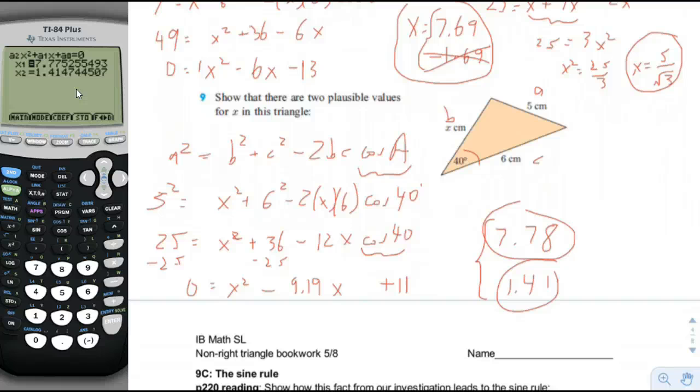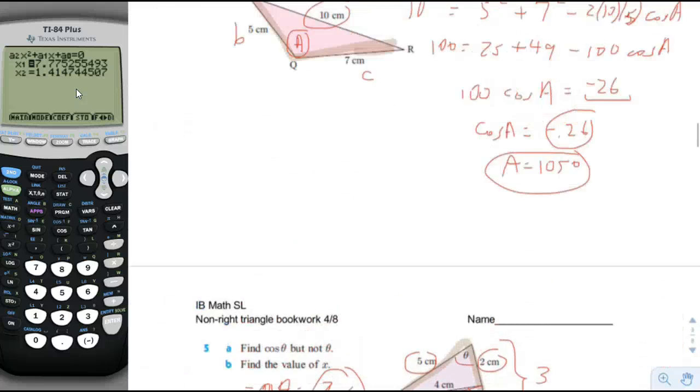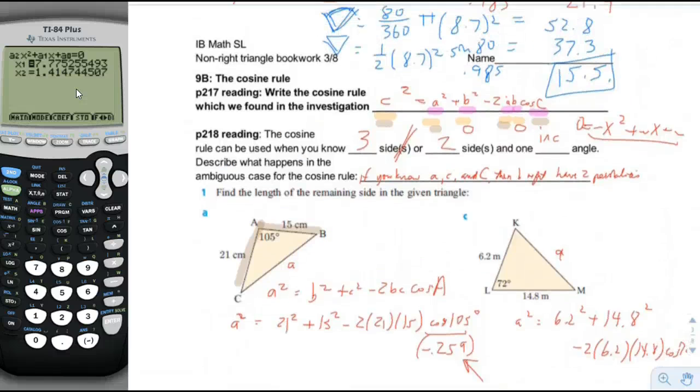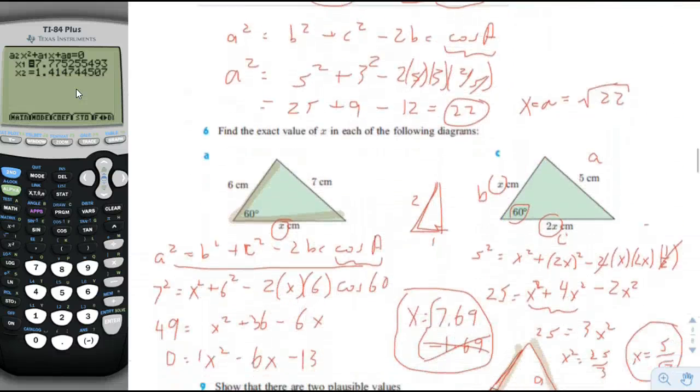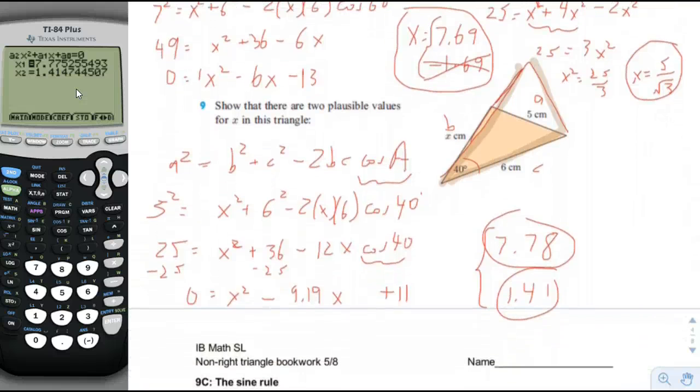And you can see that one of them is going to make the triangle actually look like this, because this brown line is going to be longer than 6. It's going to be 7.78. So if it's 7.78, the triangle is going to look like this brown outline, and if it's 1.41, it's going to look like the orange outline. Okay, so this is, remember when we talked about the ambiguous situation, or I forgot what it's called. Let's go back here and look. It is called the ambiguous case. So in the ambiguous case, you have a solution which could be one number or the other. Okay, thank you.